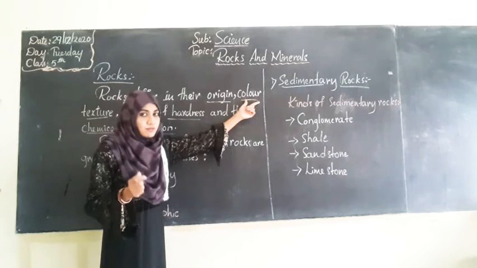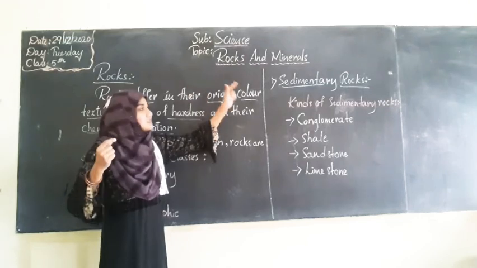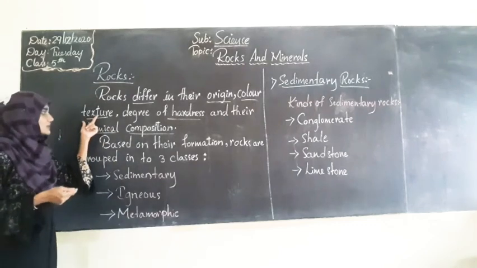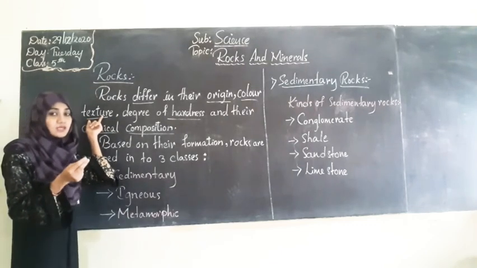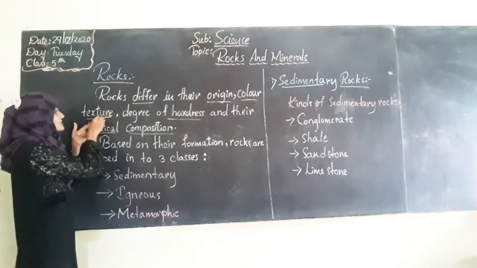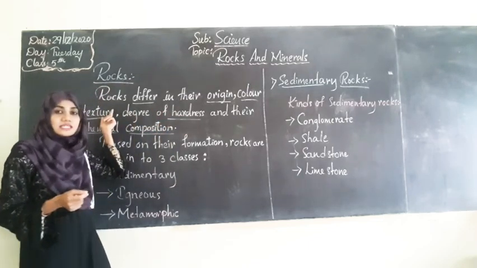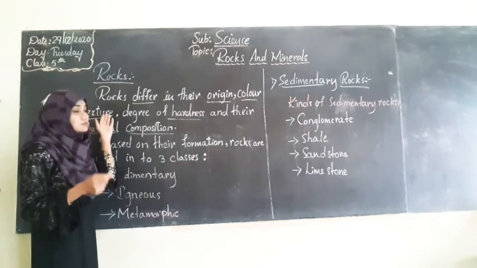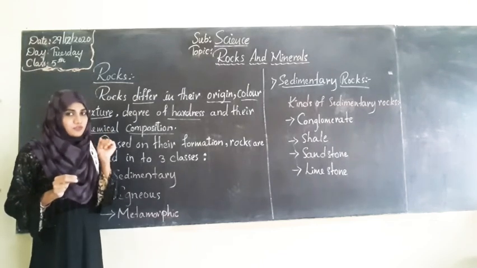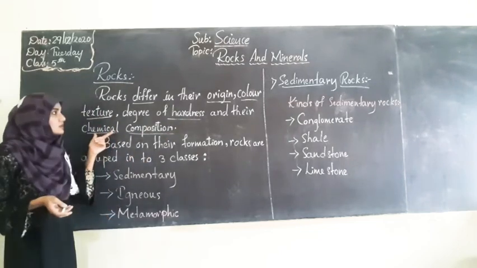Color. Rocks will be of different colors also. Different rocks we can find from different places, and they vary in color. And texture. Texture is nothing but the hardness. Okay, sakhpal. Different rocks will be of different hardness. The texture means nami, and hardness, the degree of hardness. Nami we used to say for texture, and hardness means the outer surface.